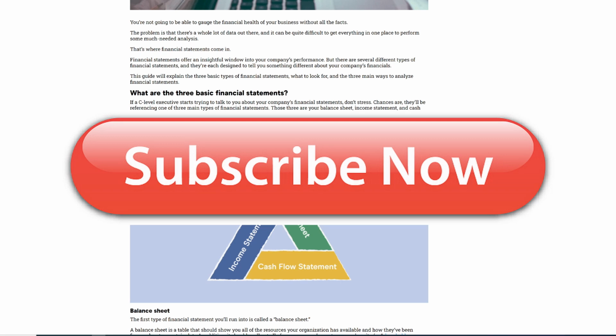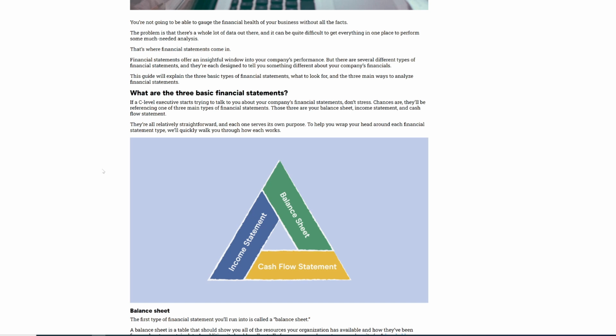Okay? If a C-level executive starts talking to you about your company's financial statements, don't stress. Chances are they'll be referring to one of the three main types of financial statements. Those are balance sheet, income statement, and cash flow statement. All three are relatively straightforward, and each one serves its own purpose. To help you wrap your head around each financial type, we're going to quickly walk through how each one works.